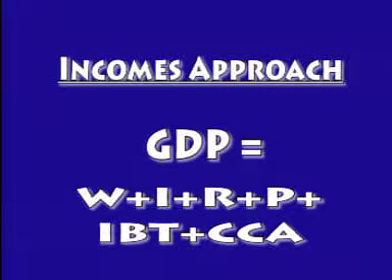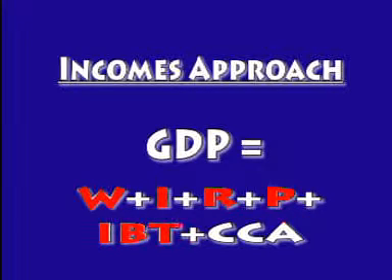So, if we can add up all these measurable incomes together, we will find the total value of GDP of a nation. So, if we add wages and salaries, which are normally denoted by the letter W, and interest, which is normally denoted by the letter I, rent, which is normally denoted by the letter R, corporate profits, which is normally denoted by the letter P, and indirect business taxes, and the last, capital consumption allowance or depreciation, then we can get the total value of GDP of a nation.